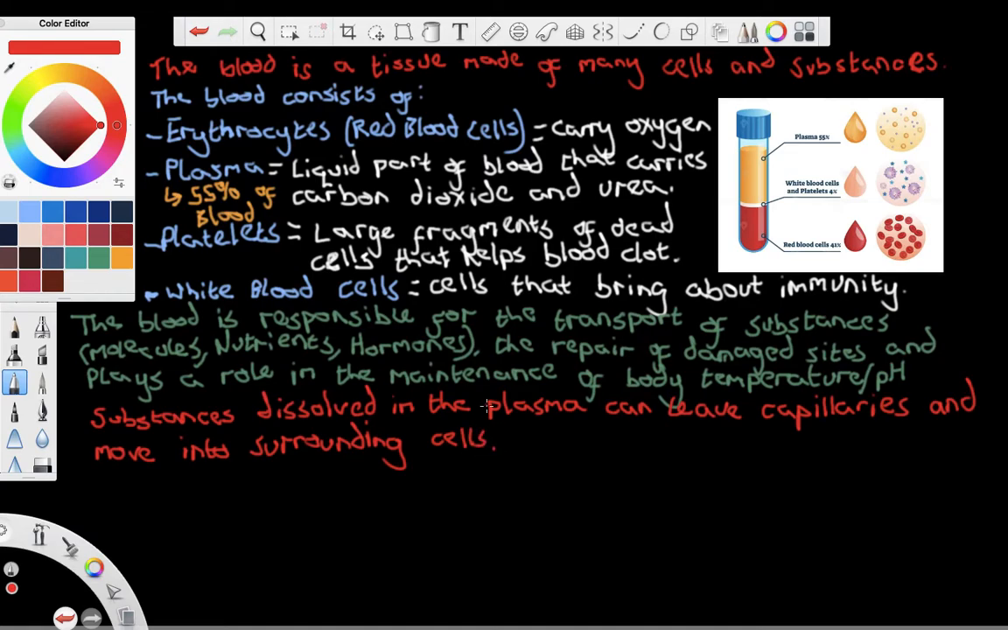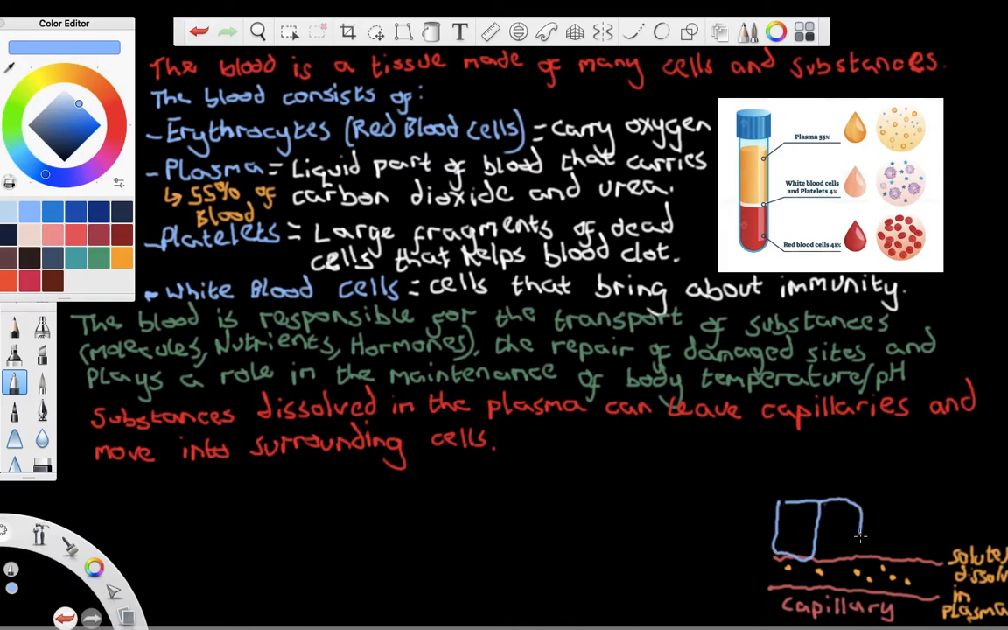So if we've got a capillary, substances can leave it and move into surrounding cells. If I've got a blood capillary down here, this is my capillary. Inside that capillary, we've got some solutes dissolved in the plasma. These can leave the capillary and move into surrounding cells. So these solutes found inside the capillary can diffuse from inside the capillary into surrounding cells.